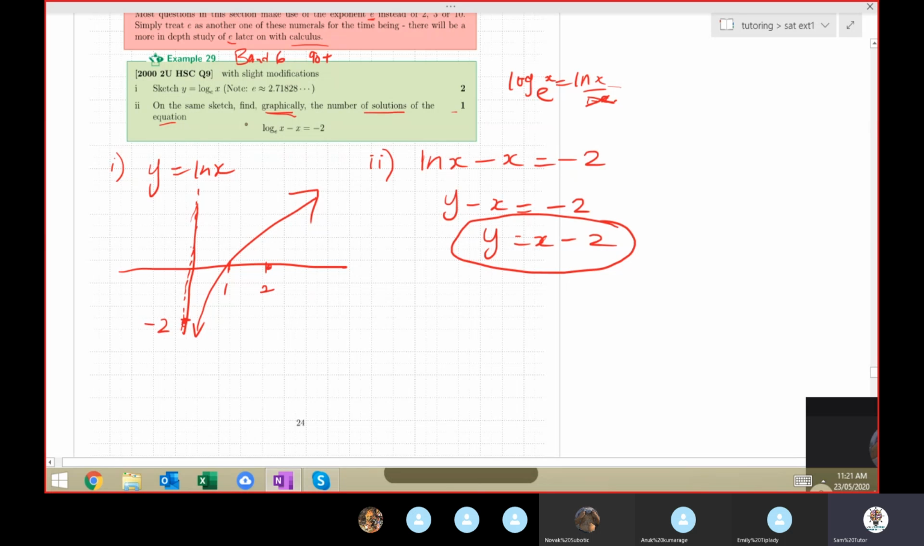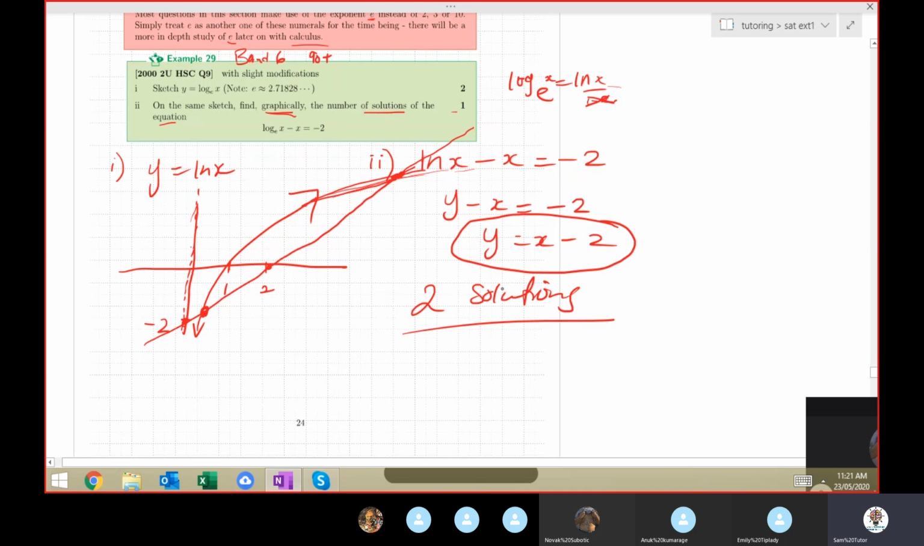See, on the same sketch, find graphically the number of solutions. What's going to eventually happen to these two? These two will meet, right? This guy's going to shoot up. This guy's going to plateau a bit. That's what happens with logs. And of course, how many solutions are there? Two solutions.